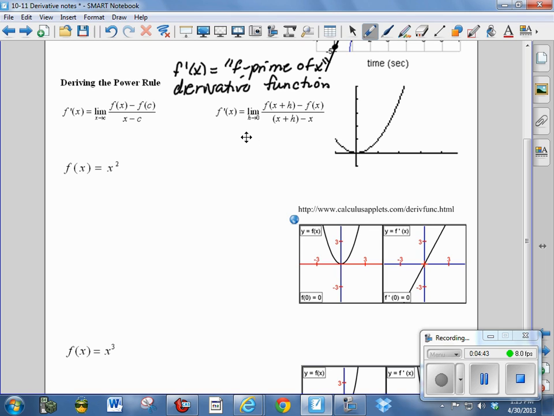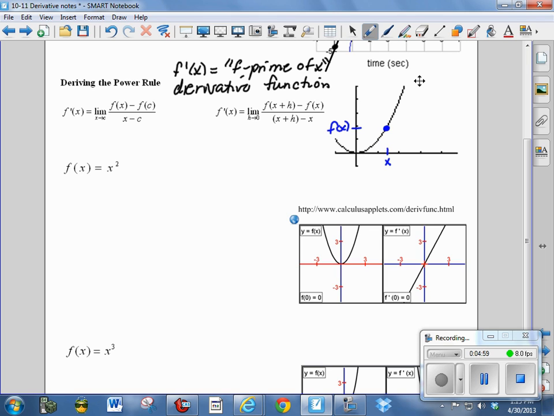So I'm just going to pick a value for x, any random place, and here would be my f of x, my y value, and that's the point of tangency. I'm trying to find the tangent line to that point, which would be the slope at that point on the line.